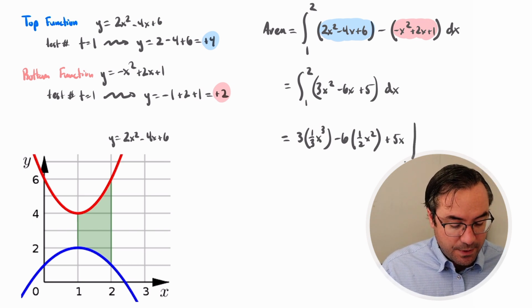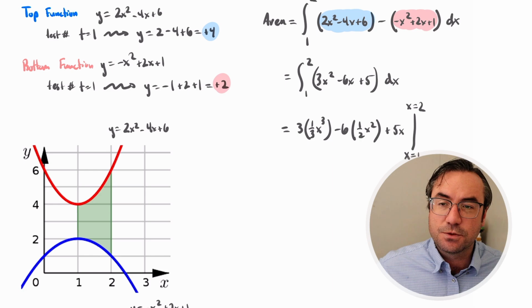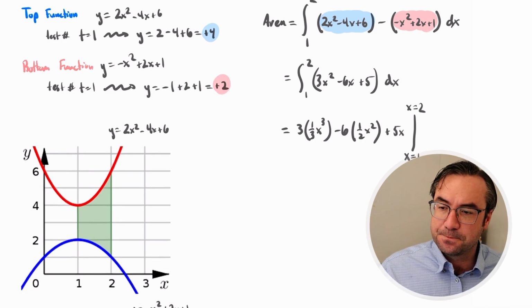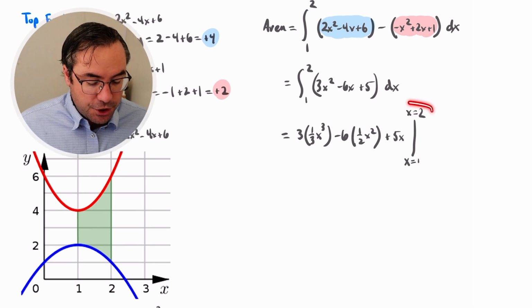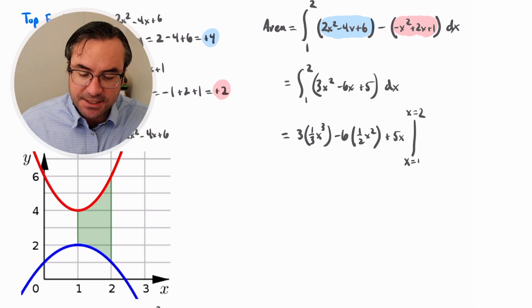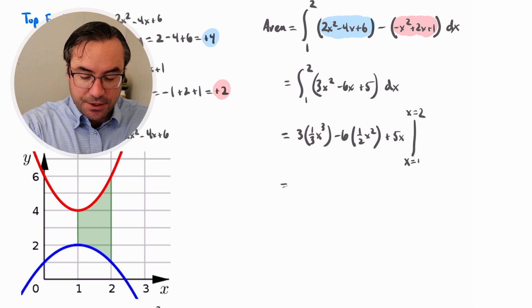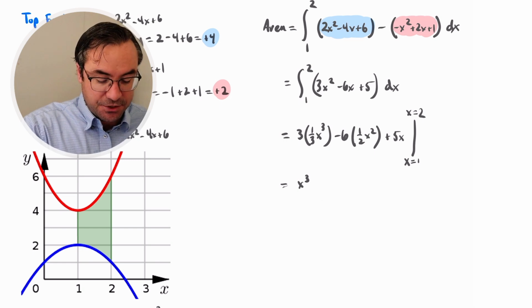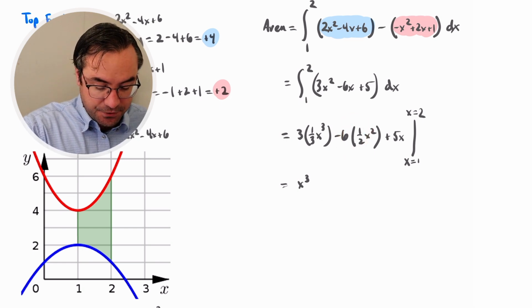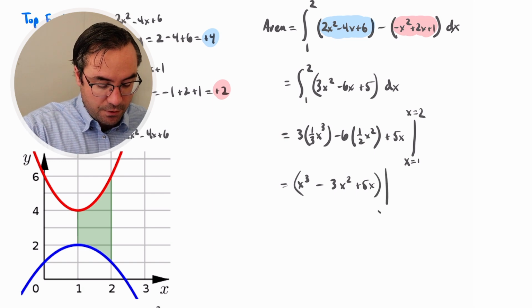And then we're going to evaluate this. So we put our vertical evaluate line at the end. We're going from x equals 1 to x equals 2. We could jump right into the evaluation, but let's simplify our antiderivative. So the 3 times 1/3 is 1, so we get x cubed. And then in the next term, the 6 times 1/2 is 3, so we get minus 3x squared plus 5x. And we're going to evaluate this.